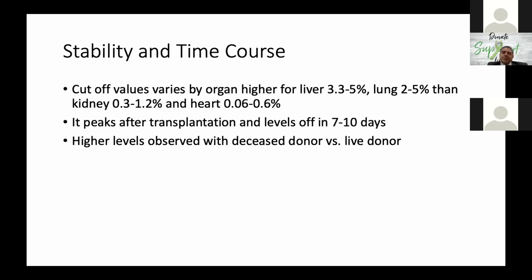So if they run the test and they have this much cell-free DNA, if 3.3 to 5% of that DNA is coming from the donor, that may be okay. If it's higher, then it's a positive test. Now, these ranges vary by test. There are different tests available, and each test has a cutoff that is unique to that test. But roughly for the kidney it is around 1%. Lung will be different than kidney and heart, and so on and so forth.